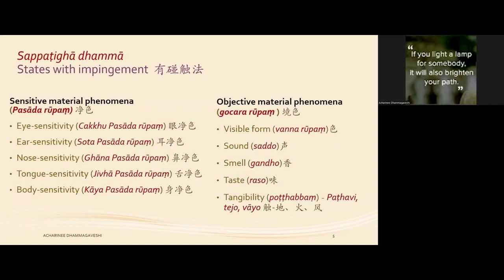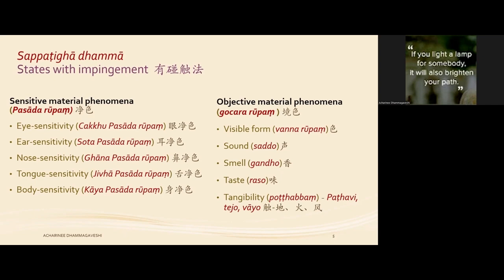So what are the Sappaṭighā dhammā, states with impingement? Here on the left, we have the sensitive material phenomena, the pasada rūpa, and on the right, we have the objective material phenomena, the gochara rūpa. These are the states that have impingement. For example, if you take the chakku pasada rūpa, the eye sensitivity, it needs to come into contact with the visible form, the varna rūpa, in order for us to see.